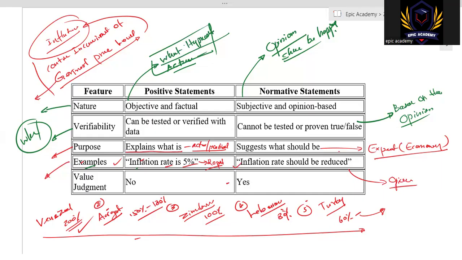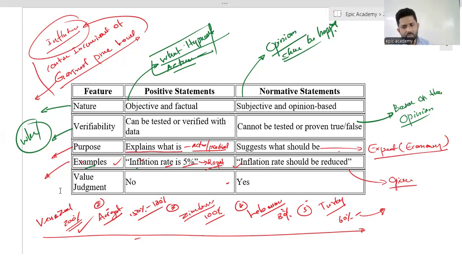Each and every country situated in any kind of continent cannot do it because controlling inflation is one of the hard targets for the economy. It cannot be done. So can you do a value judgment for the positive statement? No, because it is the actual situation, it is a practical situation. It is what happened in the Sri Lankan continent or any kind of continent. It is what is happening. It's not a value judgment.